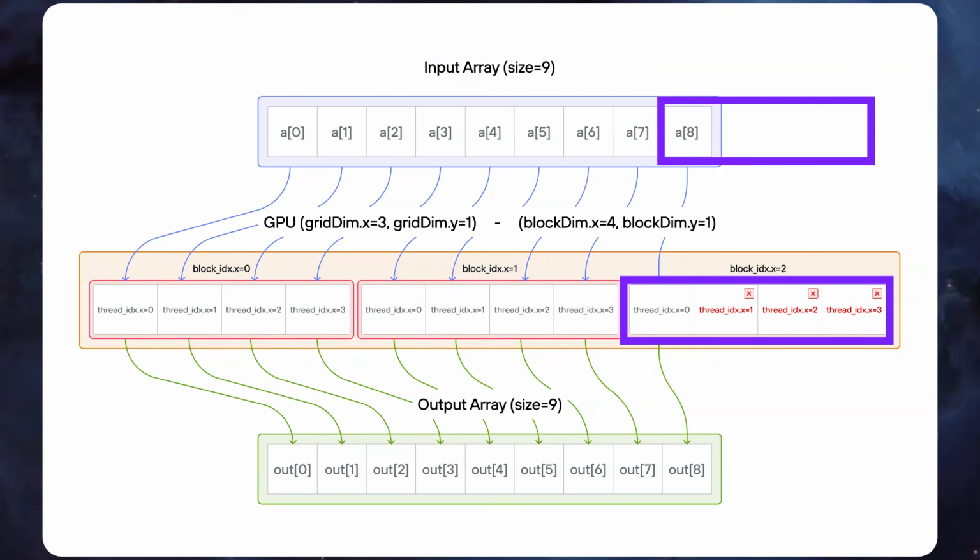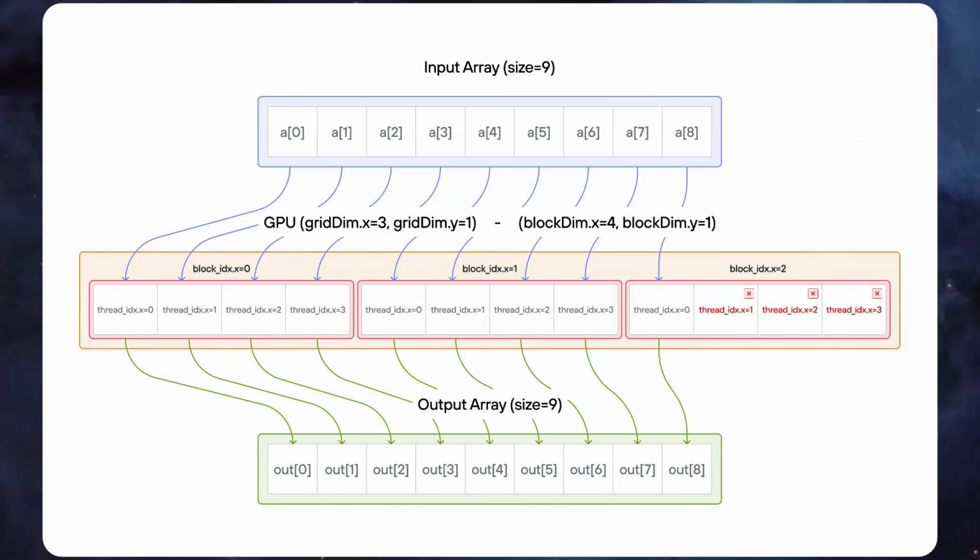Notice block 2 has 4 threads, but only needs to process 1 element, index 8. The other 3 threads would try to access indices 9, 10, and 11, which don't exist. That's why we need a guard condition: if i is less than size.